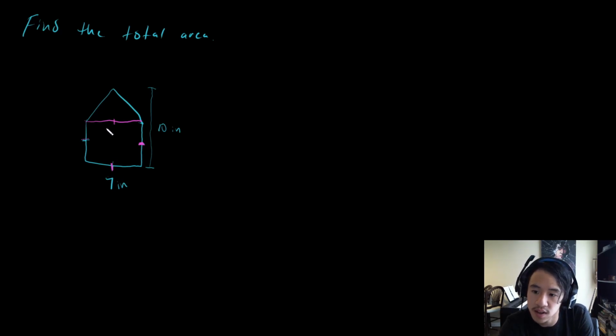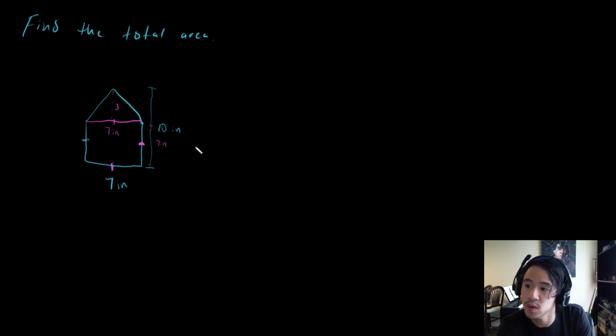So here, this is 7 inches. And over here is also 7 inches, just from here to here. And if this whole thing is 10 inches, that means the height of this triangle is going to be 3 inches. So now that we're done labeling our figure, let's go ahead and find the area.